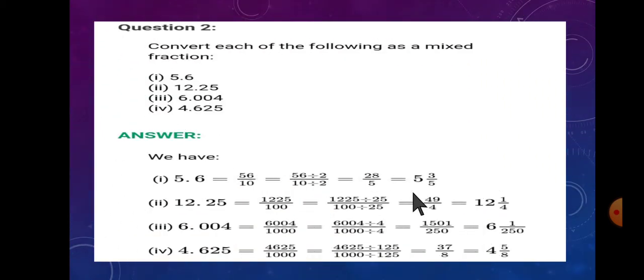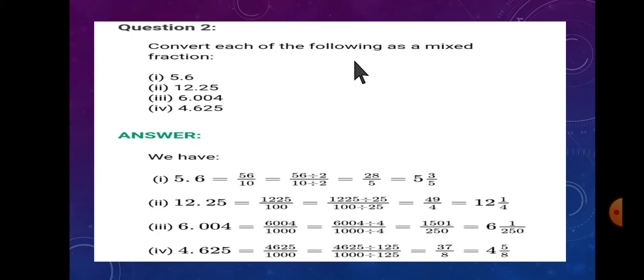And there also you can see 75 and 100 both are divisible by 25. So we will divide by 25 in numerator and denominator both. So 25 3s are 75 and 25 4s are 100. So the simplest form of 75 upon 100 is 3 by 4. Let's see our next question. Our next question is question number 2.